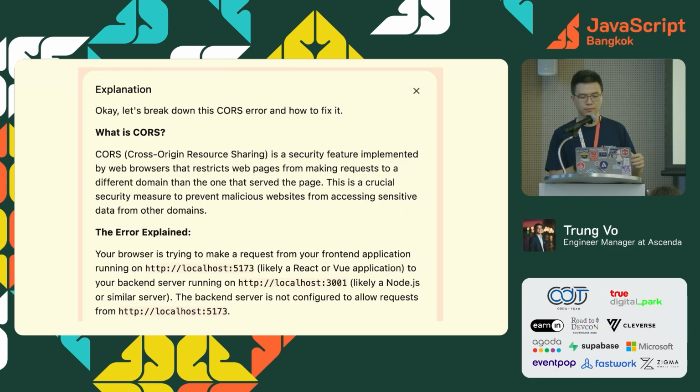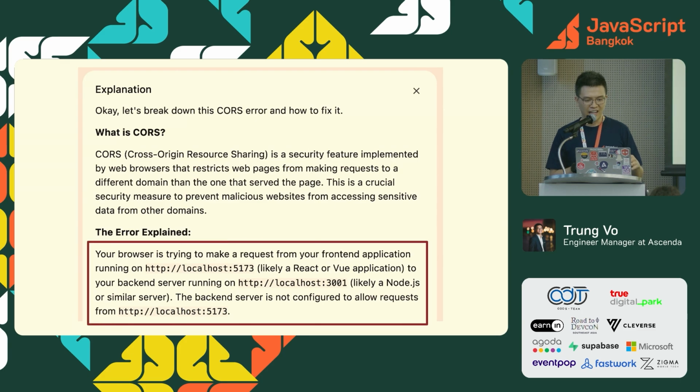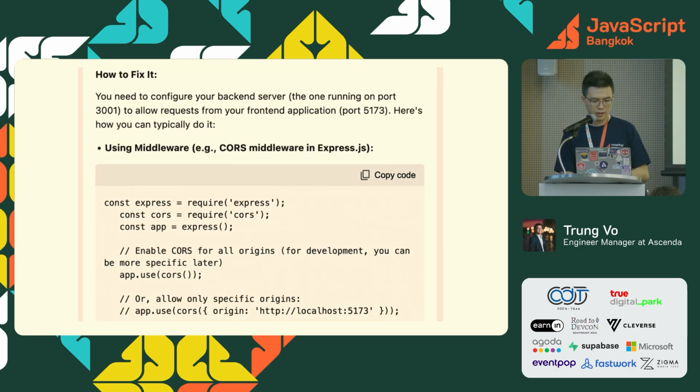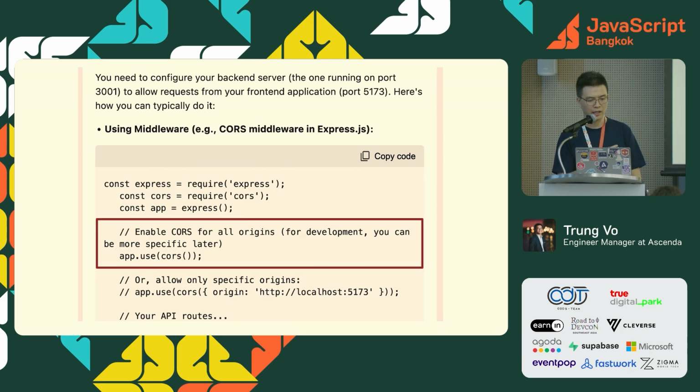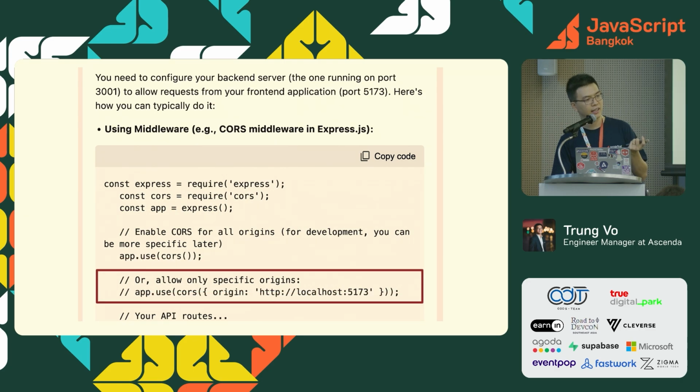So that is the error, right? And the explanation seems to be very accurate. I've got a front-end application built with React, and then there's a Node.js server, and I don't have this header configured. And then it suggests something for me to do. It suggests, okay, add this line or add this line.